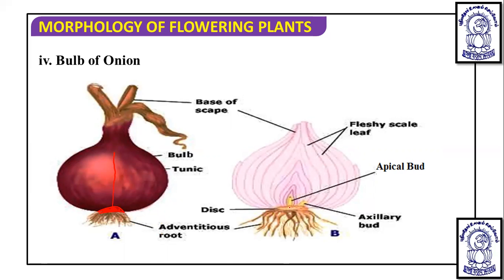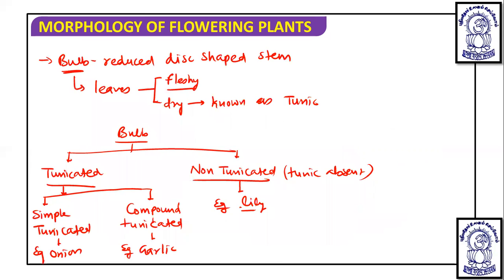If we take a cross section, you can see this is actually a disc shaped bulb over which you will see the apical bud, and that is covered by the leaves. That is a fleshy scale leaves. Okay, so that is a apical bud. Axillary bud are also seen here in the surrounding. Okay, so this is the example of bulb, that is onion. In compound tunicated, we can see multiple coverings are seen. So the garlic is example.